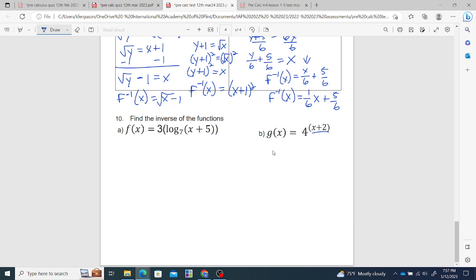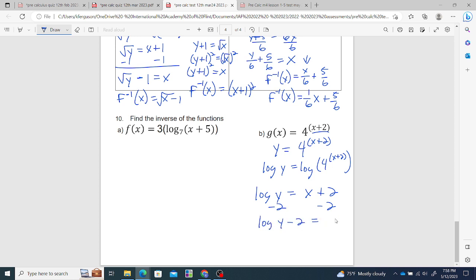First I'm going to write y equals 4 to the x plus 2 power. Next, I'm going to take the log of both sides. So log of y equals the log of 4 to the x plus 2. When you take a log of something, these two things cancel off, and you're left with just the exponent. So I have log of y equals x plus 2. Then I'm going to subtract 2 from both sides, and I have the log of y minus 2 equals x.